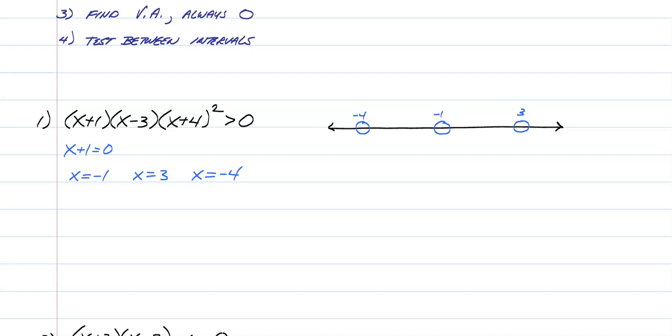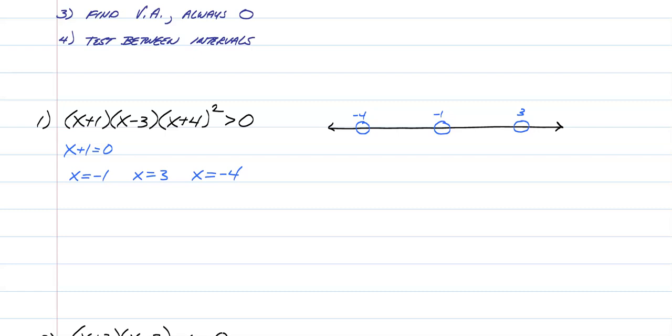So, how do you test? Well, you have to test all 4 regions. That means anything less than negative 4, anything in between negative 4 and negative 1, anything between negative 1 and 3, and then anything above 3. Now, you get to pick which ones you want to do. But then, you're going to plug it in.